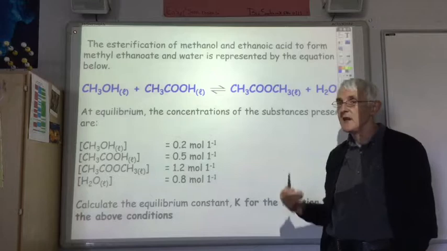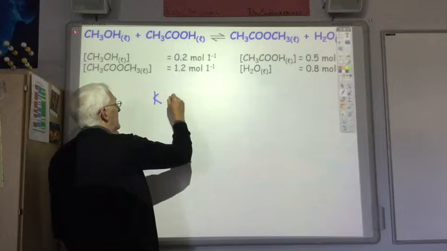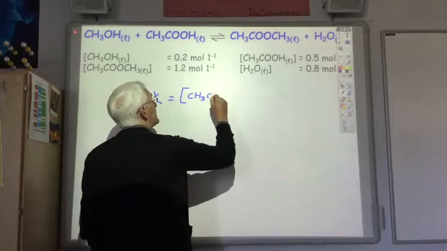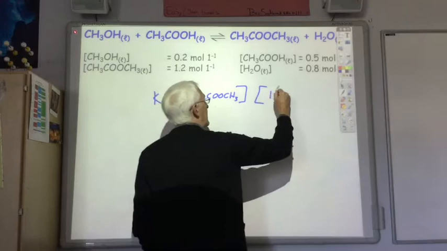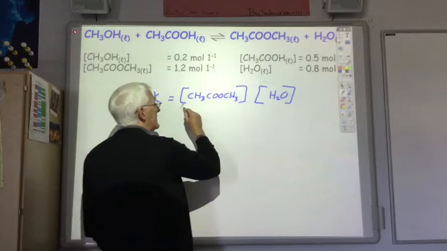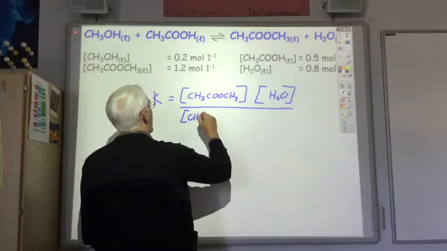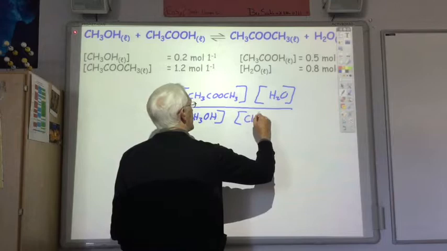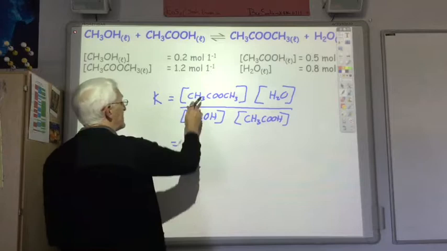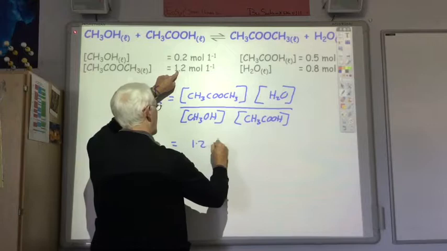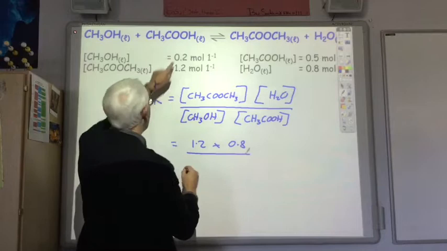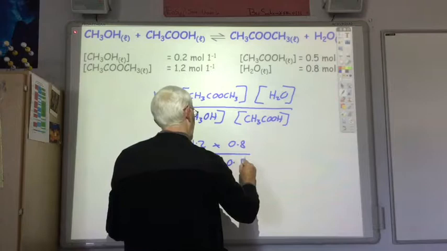Okay, so we start by writing the expression for the equilibrium constant, which is CH3COOCH3 times H2O. So H2O is included in the equilibrium constant because it's not in an aqueous environment. Over CH3OH times CH3COOH. Okay. Substitute in the values. So CH3COOCH3 is 1.2 times 0.8 over 0.2 times 0.5, and that comes out at 9.6.